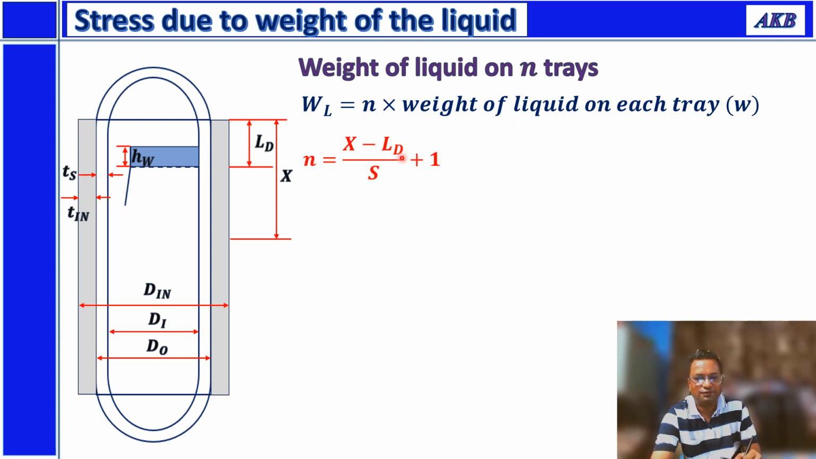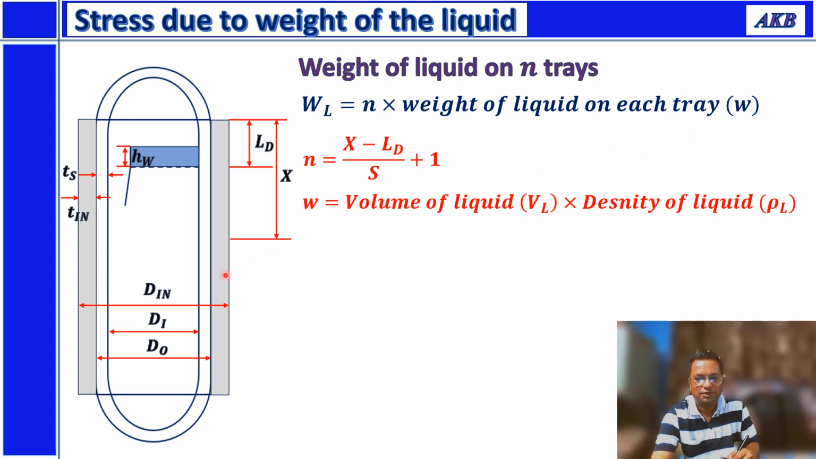N, we already have an equation for that: (x minus LD) upon s plus 1. Now let us get W, the weight of liquid on each tray. This will be given as the volume of liquid on that tray into the density of the liquid. Please read it as density of the liquid. Let us denote it as rho L. For that, first let us obtain the volume of the liquid on a tray.